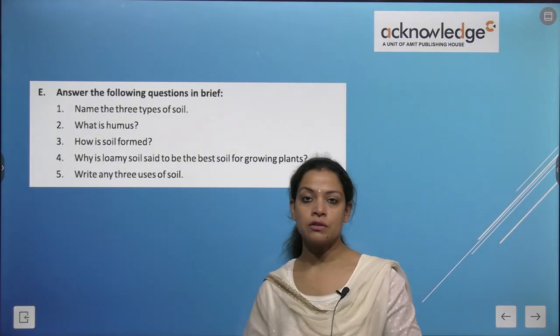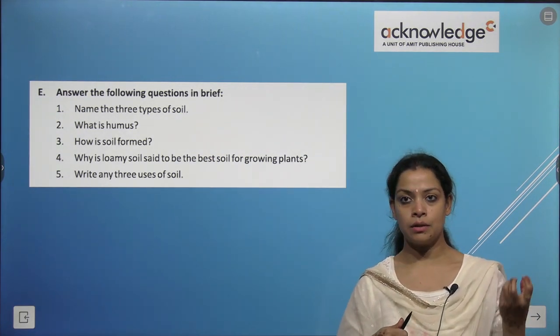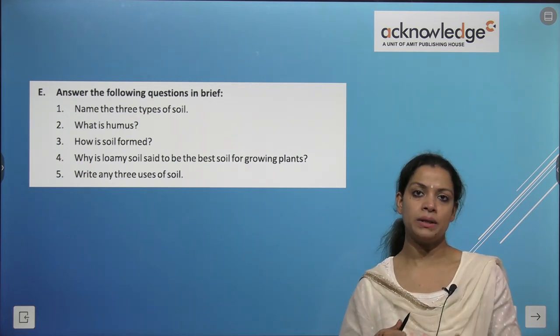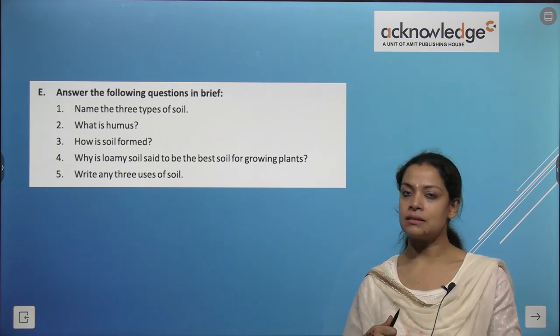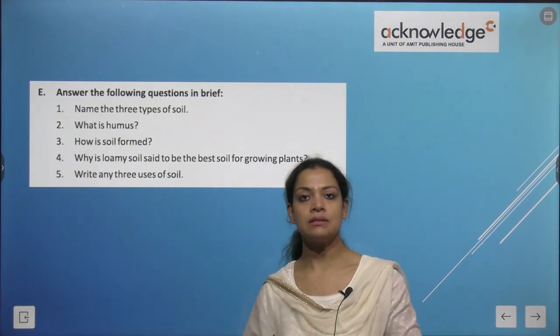Write any three uses of soil. So soils are used first of all for plantation of trees. Then it acts as habitat for so many animals and creatures like ants, snails, earthworms, rabbits, and it is also used in making kacha houses in some areas.